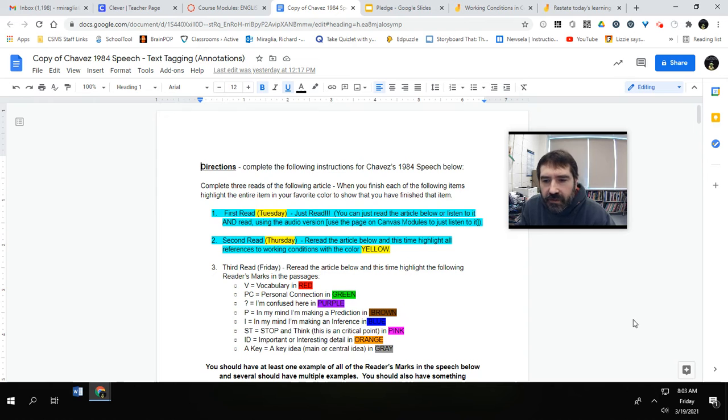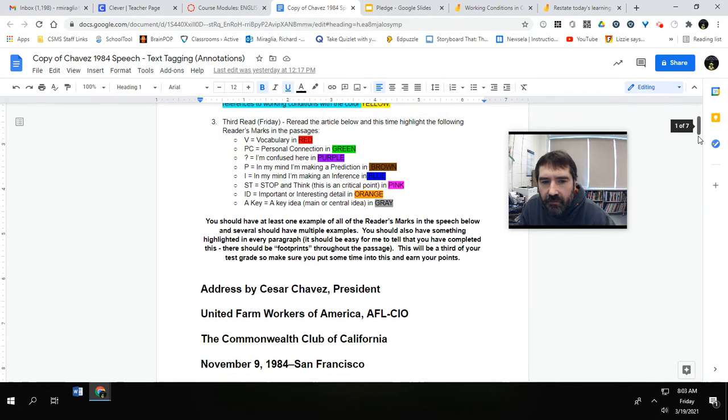This is your assignment that you've been working on during the week. You should have done number 1 and 2 for directions. You should have done the first read on Tuesday, the second read on Thursday. Today is the third read where you're going to be highlighting all the various reader's marks. So you're going to reread the speech one last time. I suggest you chunk it, so you just read it in paragraphs, and as you read it in paragraphs, you highlight the different reader's marks.